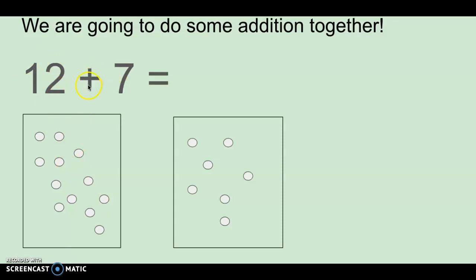Now we're going to add 7 more. So in this box, we have 7 more dots. Let's count them. 1, 2, 3, 4, 5, 6, 7.